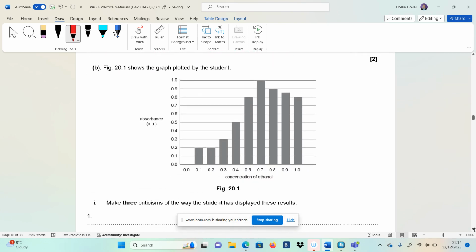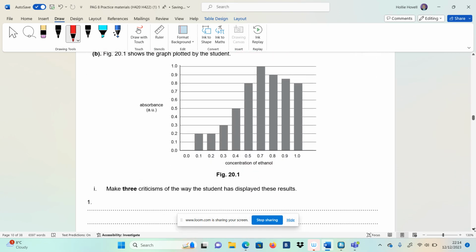Figure 20.1 shows the graph plotted by the student. Make 3 criticisms of the way the student had displayed these results. So sometimes you have to draw a graph, sometimes you have to describe the graph you draw, and sometimes you have to criticise another graph. So hopefully when you did this, you plotted it as a line graph. So a bar graph is not appropriate for continuous data.